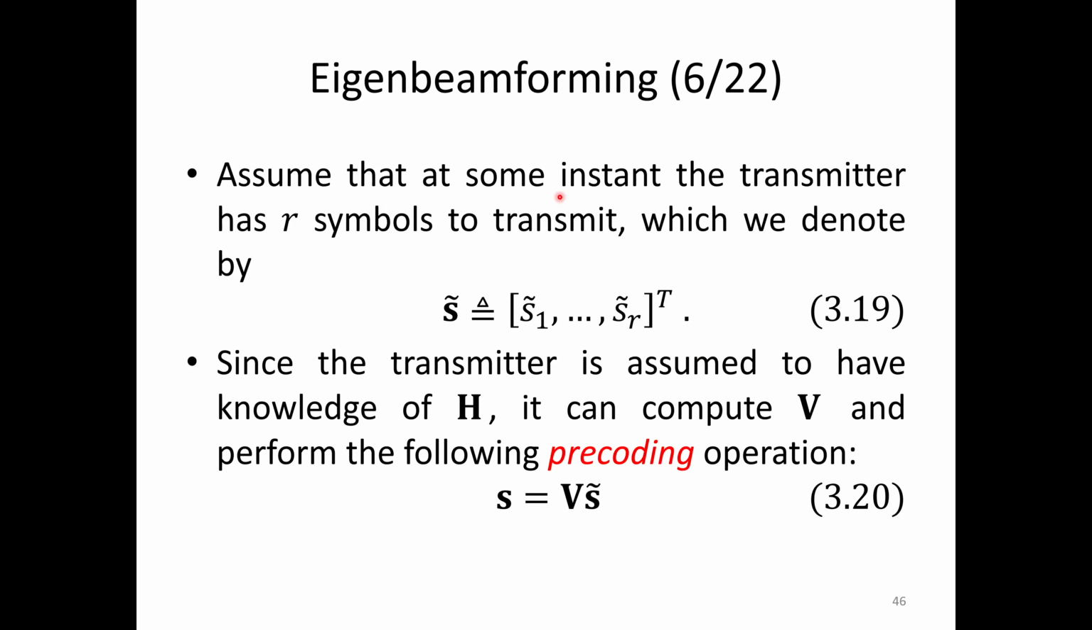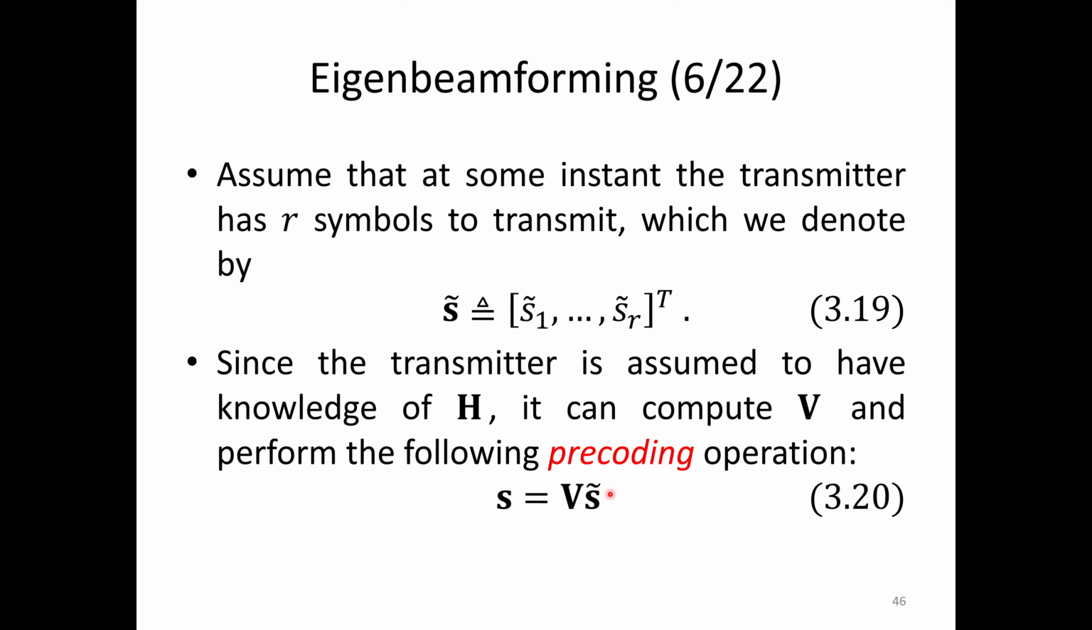Assume that at some instant the transmitter has R symbols to transmit, which we denote by S tilde, defined as S tilde 1 to S tilde R transpose. Since the transmitter is assumed to have knowledge of H, it can compute V and perform the following precoding operation: S is equal to V times S tilde.